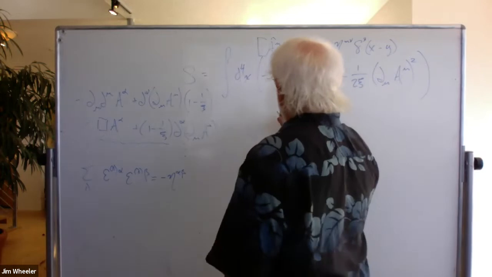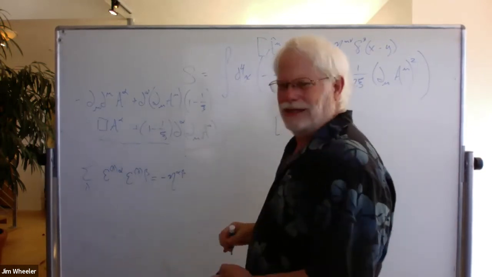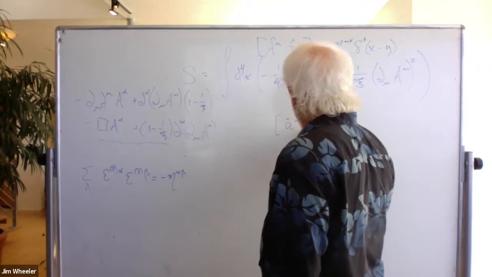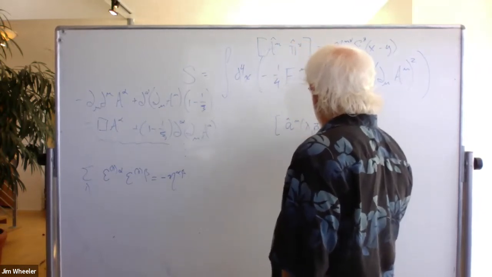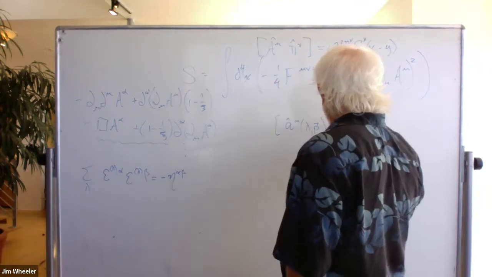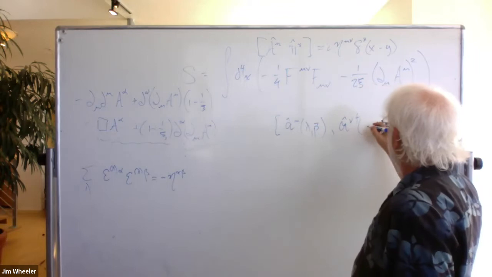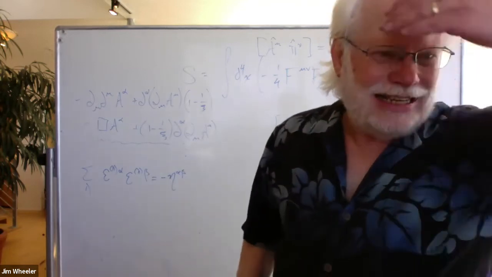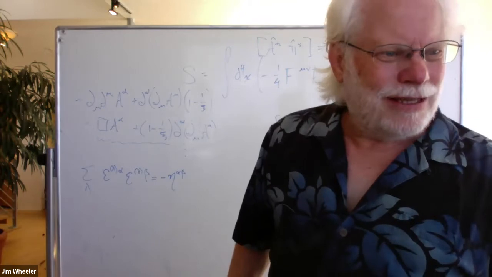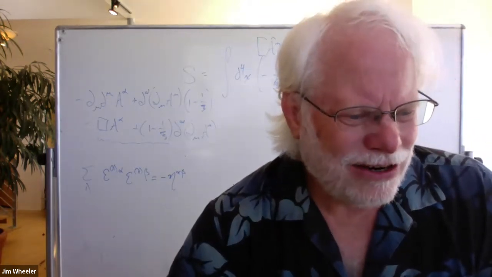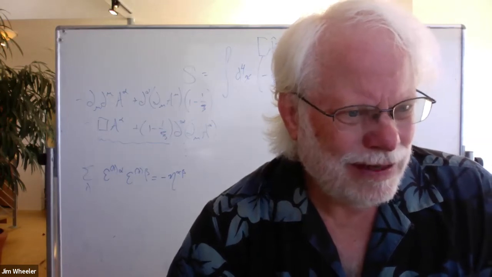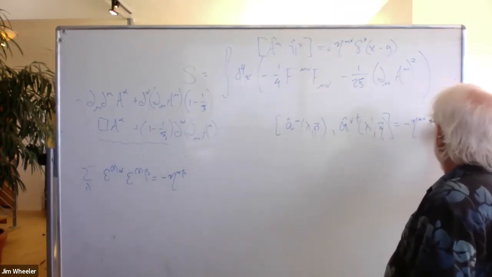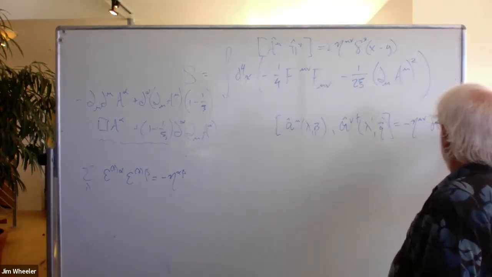And those turn out to be A mu of lambda and p with A mu dagger of lambda prime and q. Hang on here. Let me just read it. And it's just what you'd expect, except that it causes problems. It turns out to be, and let me be sure here. Yeah, we get minus eta mu nu del 3 of P minus Q.